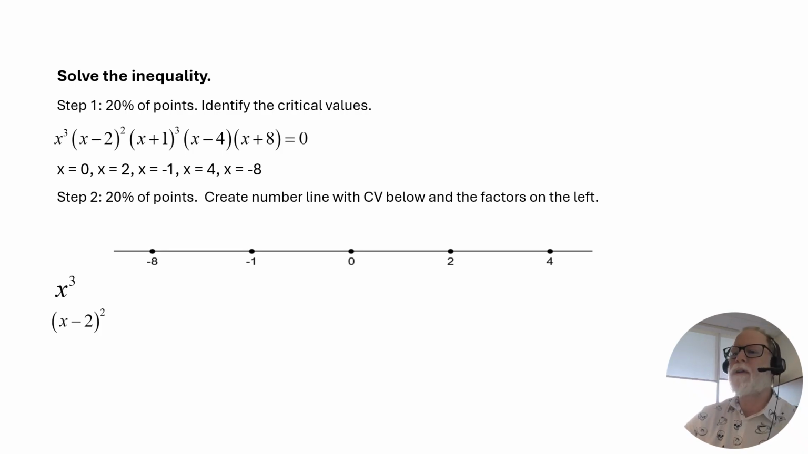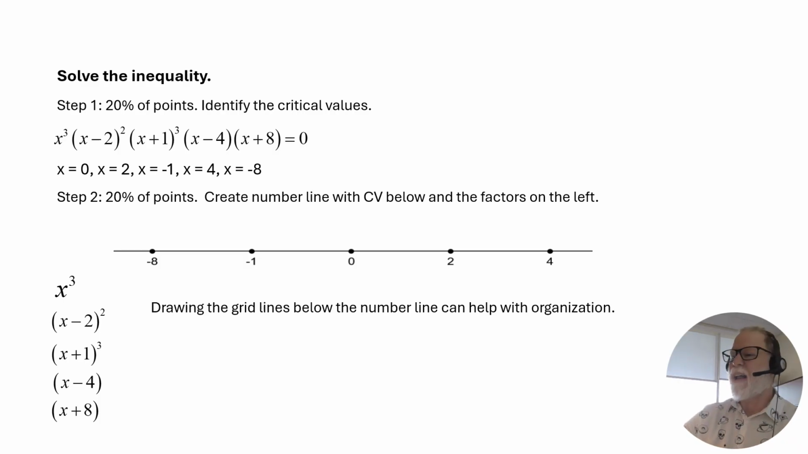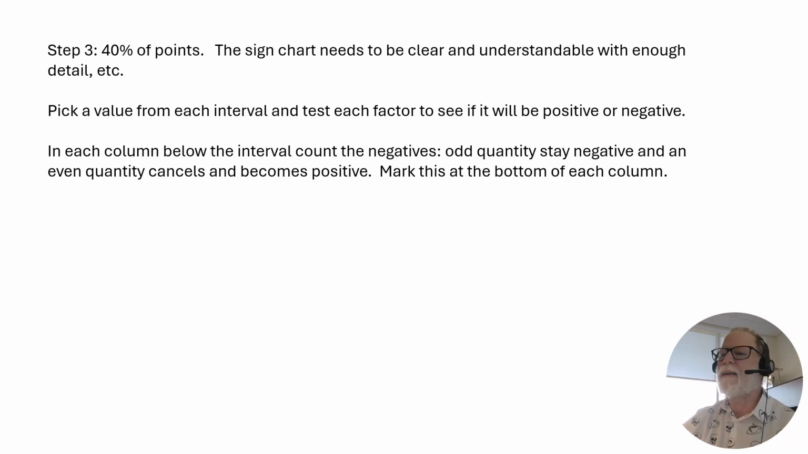Also, we need to put those individual factors on the left column. We're doing a sign chart. All we're going to do is take a value from each interval, plug it into the factor, and determine whether it's positive or negative. A helpful thing might be to draw the grid lines. I didn't want to do it in PowerPoint, but I did. Sometimes I do that by hand, especially when there's a bunch of intervals and a bunch of factors. It helps keep it organized.